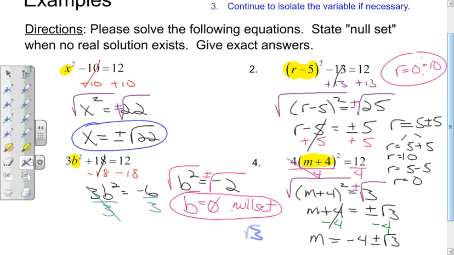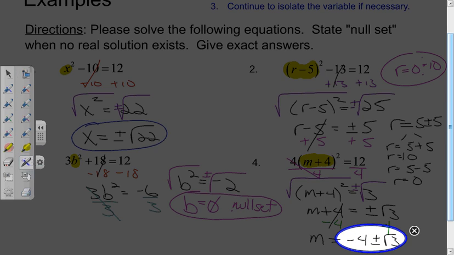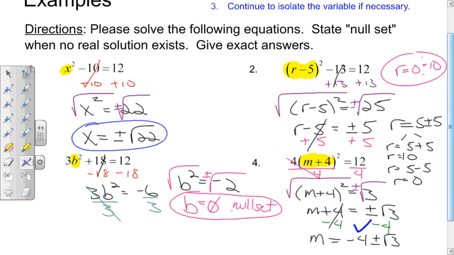Often we talk about the fact that this is 2 numbers. Kids make the mistake and say, oh, negative 4 is the first number and root 3 is the second number. That's not true. So we know that this is our answer.